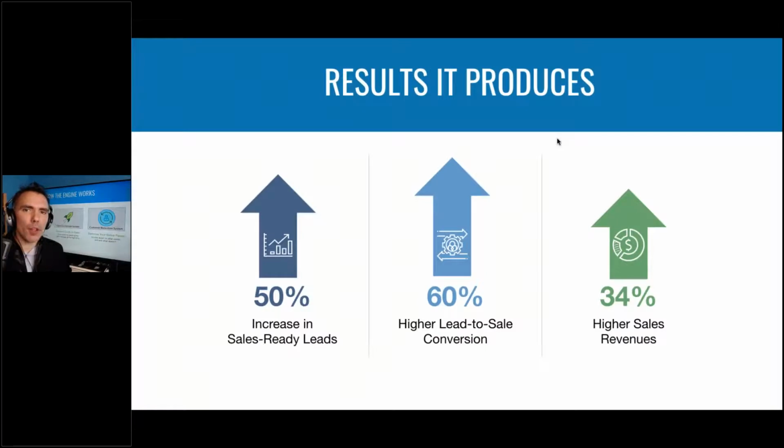So here's the result that having these systems can produce. These are average results. 50% increase in sales ready leads. That's a pretty good increase. 60% higher lead to sale conversion. That's awesome. 34% higher sales revenues. So increasing leads, increasing actual sales and revenues as well.